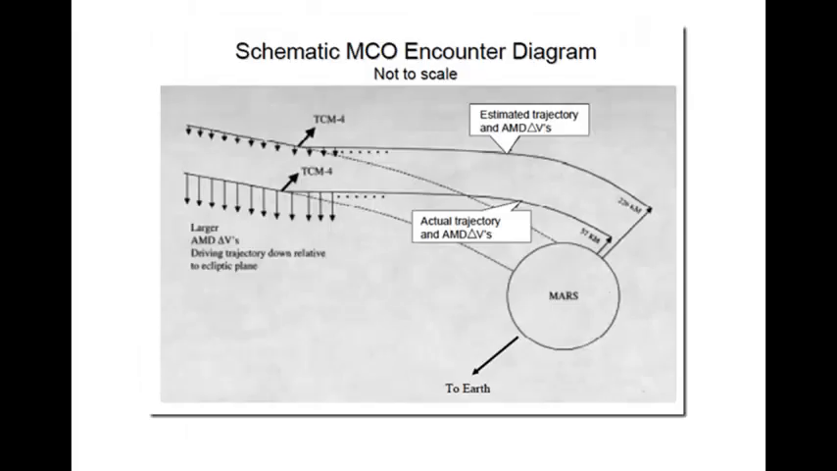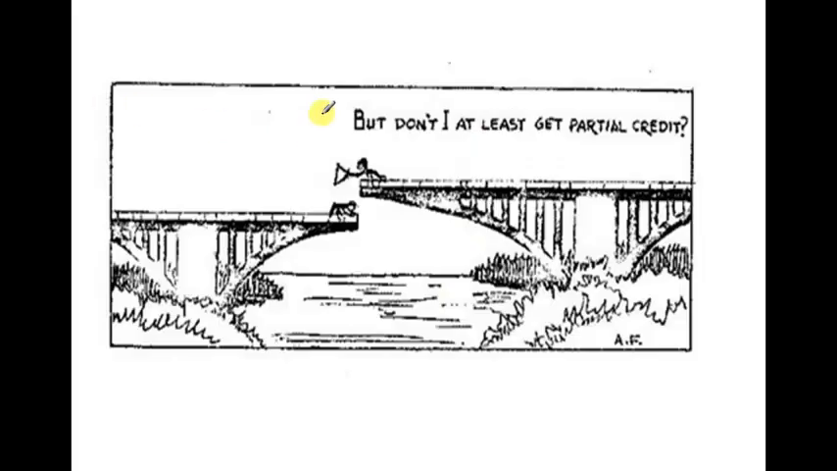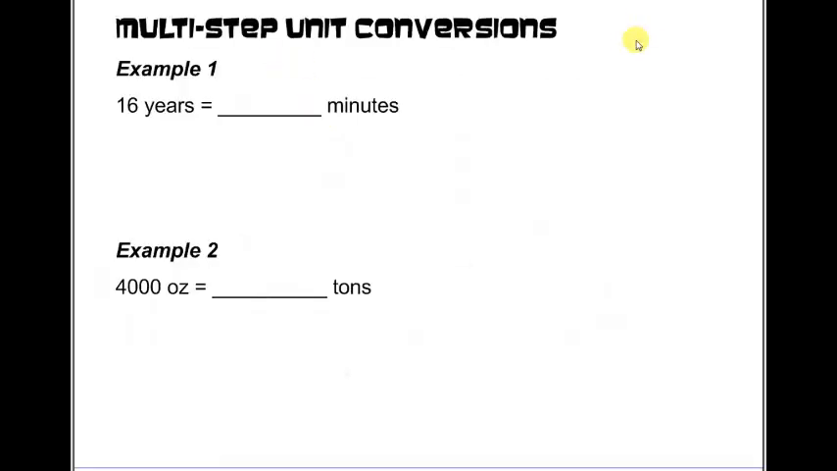Pretty recent though. This is what was supposed to happen. That was the path it was going to take, but because they left off the units, that's the way they went and bam, crashed into Mars. Yep, but I guess we can give them some partial credit. Let's tackle with this lesson some of the more difficult unit conversions.